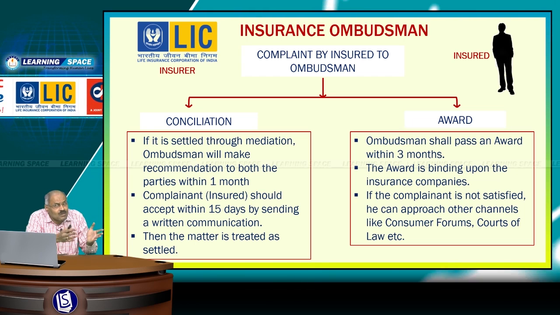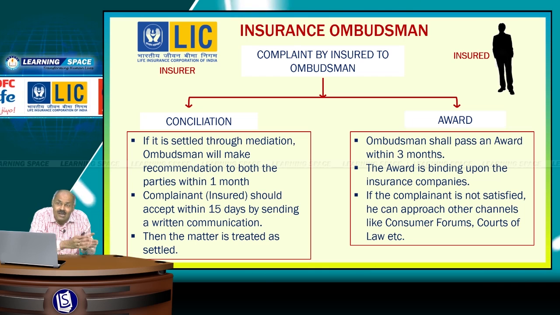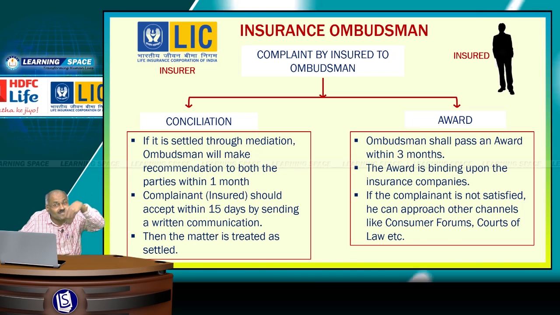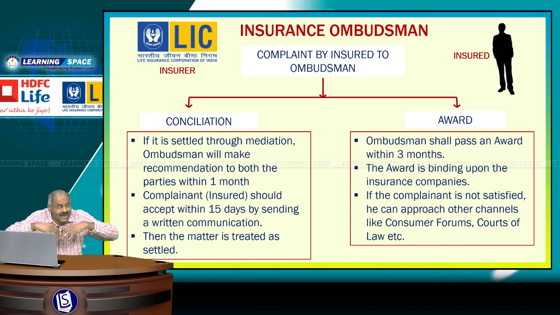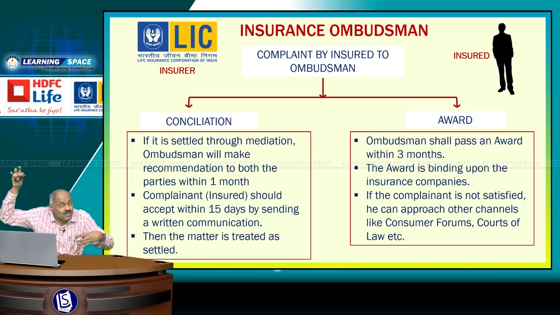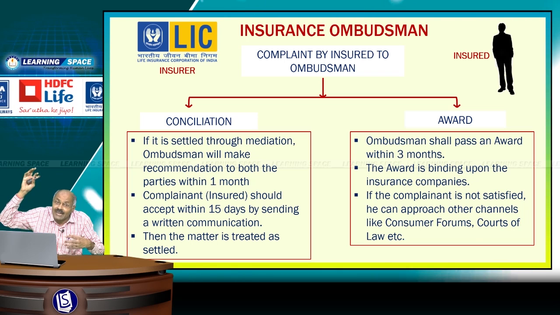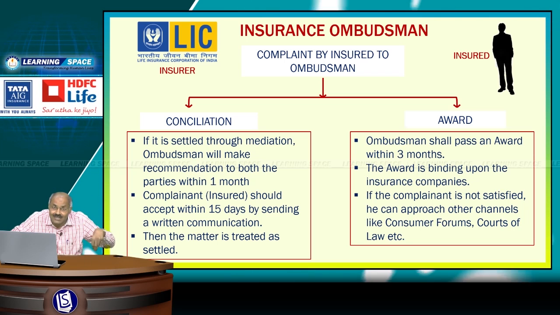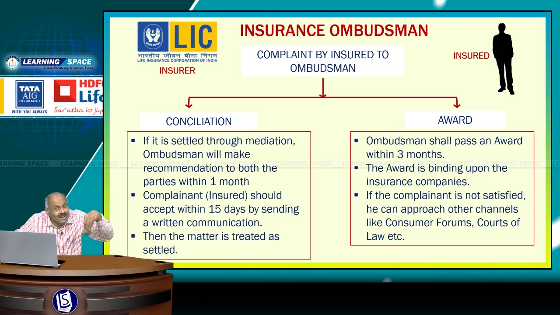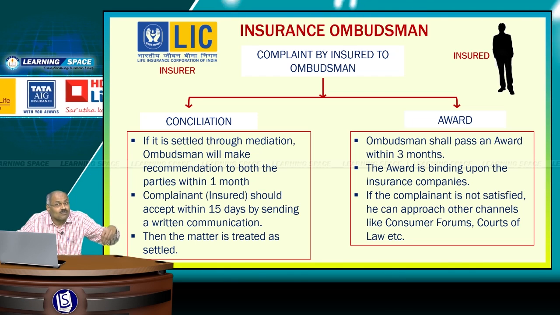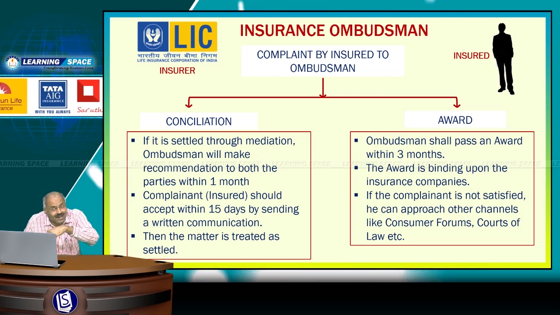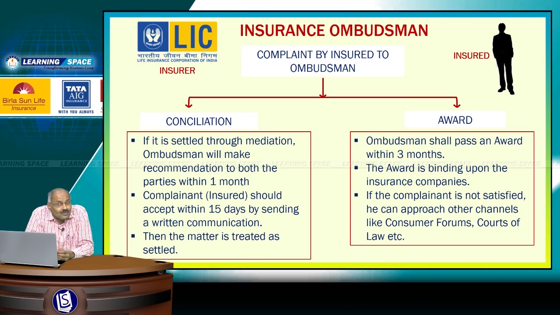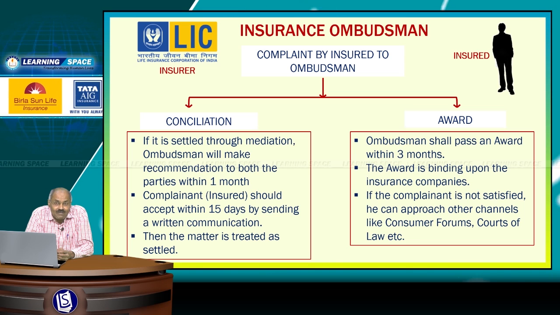If it is not possible to settle the claim through conciliation, the other option is award. Then the ombudsman will pass an award within 3 months, and the award is binding upon the insurance companies. That means it is binding on the insurers. But if the insured, that is the complainant, is not satisfied, he has several other options like consumer forums, courts of law, etc. So this is the procedure laid down for the ombudsman under the insurance sector by the Government of India.